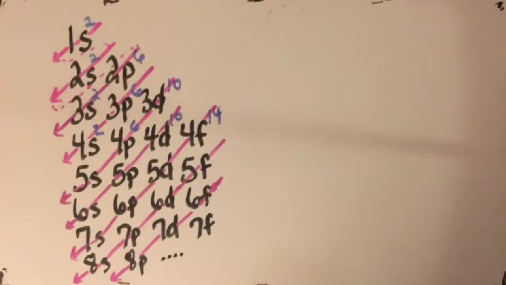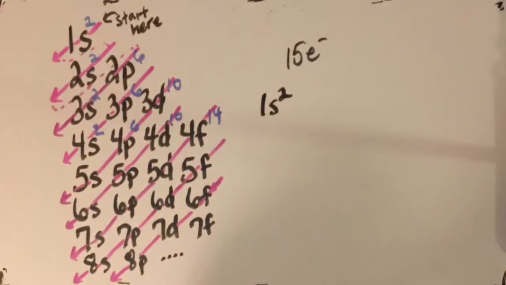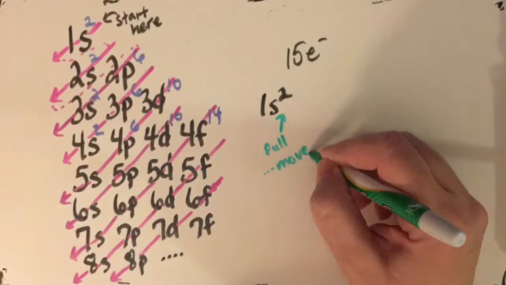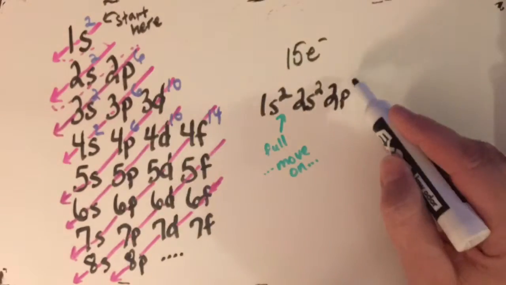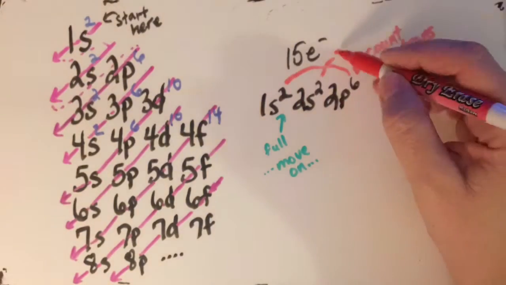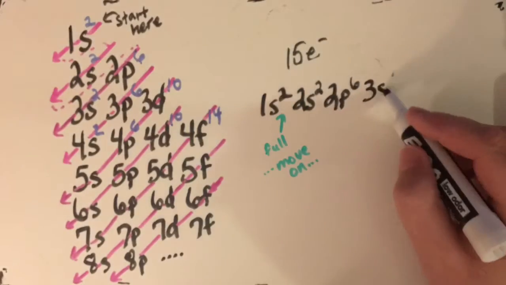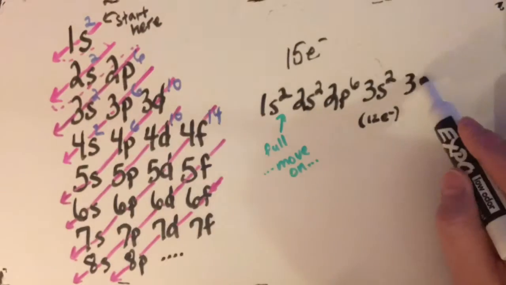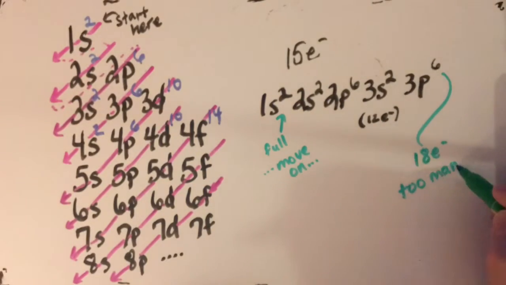To write an electron configuration for an atom with 15 electrons, we start at the top of the diagram, and when each set of orbitals is full, we move on. So we write our electron configuration, following the diagram, counting electrons as we go. Once we get to 15 electrons, then we will know we are done with the electron configuration. It is important to follow the order and follow all of the rules.